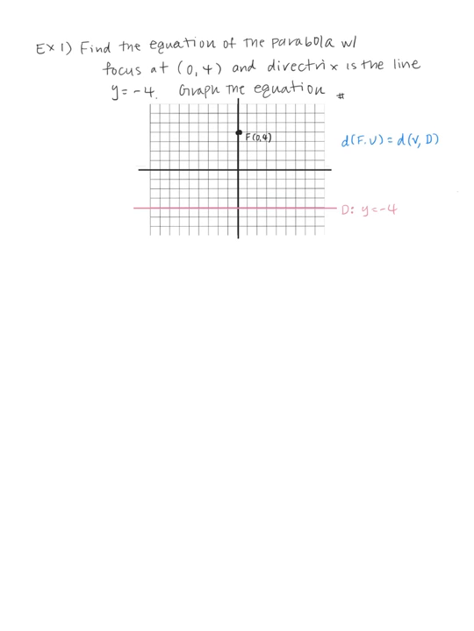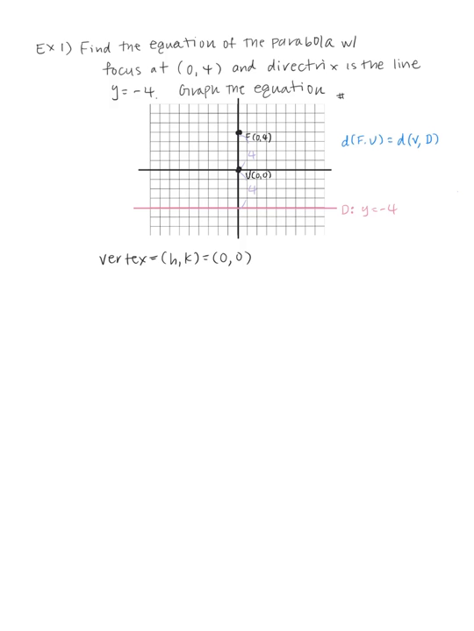With that said, do you see that our vertex is going to be at (0, 0)? Because from here to here is 4, and from here to here is 4. So we already got our vertex. The vertex is given by (h, k). This is going to be (0, 0), so h is 0 and k is 0. Let me label the vertex.